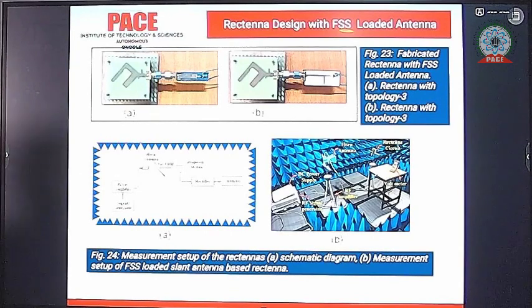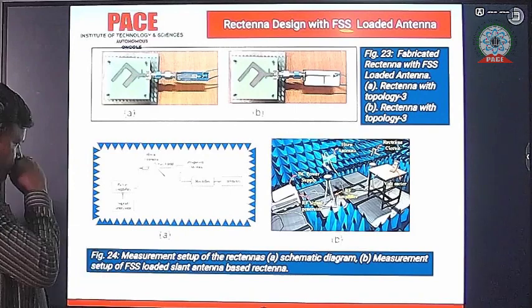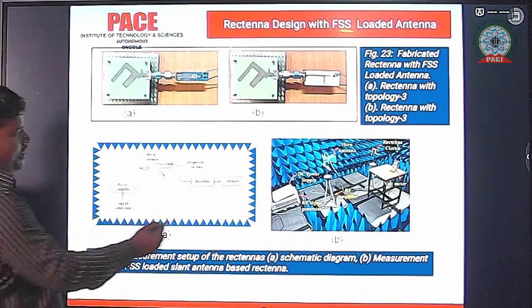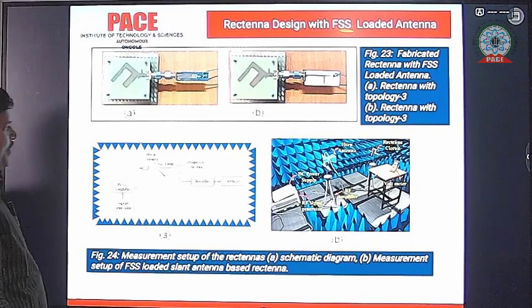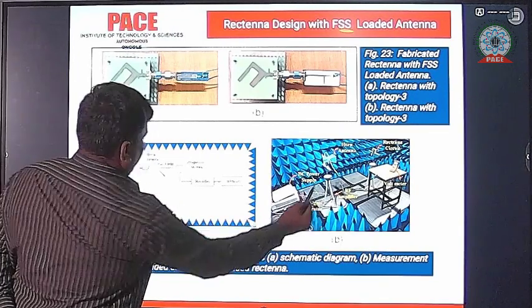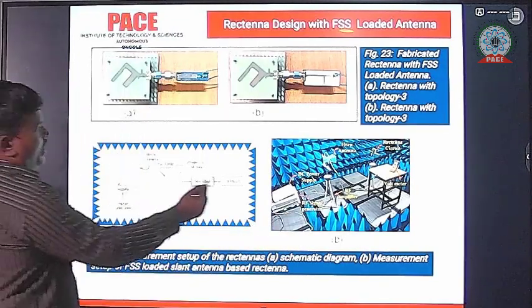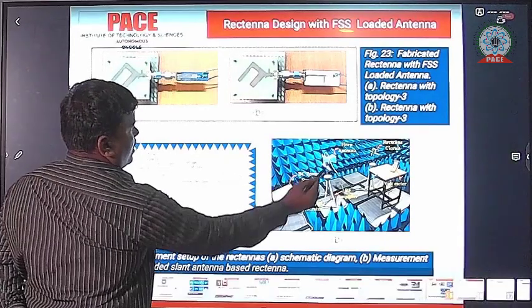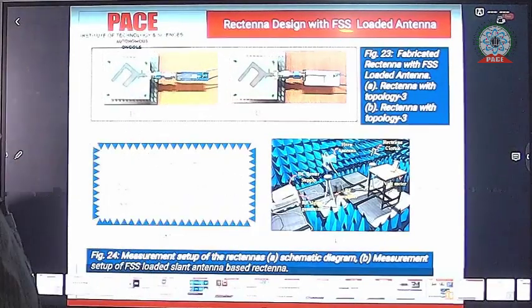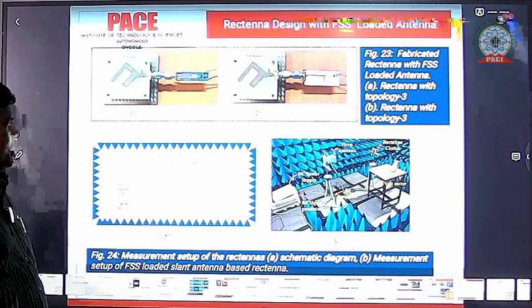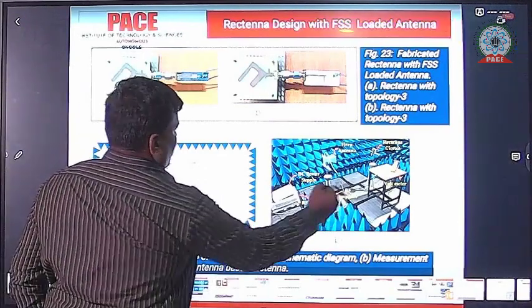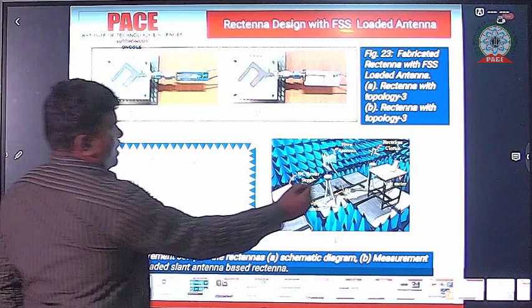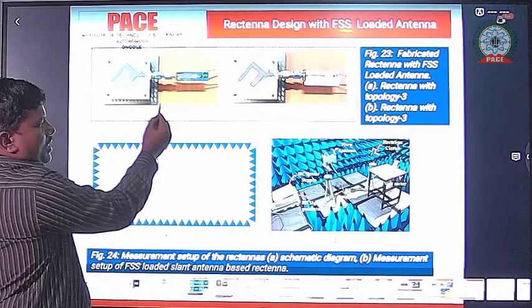Next, the measurement setup. We are using a signal generator, a power amplifier, and a horn antenna for transmitting the signal from the signal generator. We are using the far field distance, so there is no connection between this part and this part. The receiving antenna is whatever antenna we designed, our rectifying antenna. At the load side we are using a multimeter to measure the output voltage.